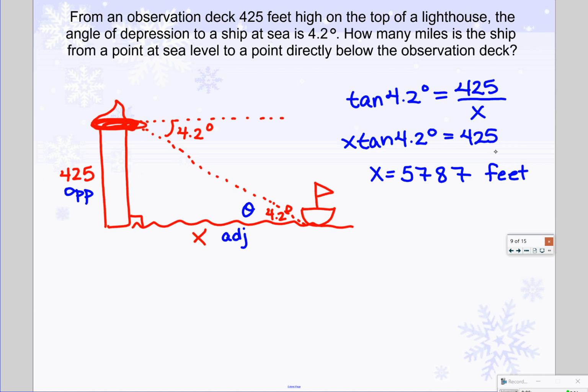What's the question? How many miles? And right now we have feet. So how many feet are in a mile? 5,280. So we could just divide 5,280. And we're going to get about 1.1 miles is how far the ship is.